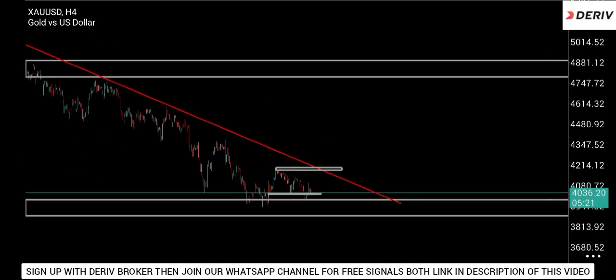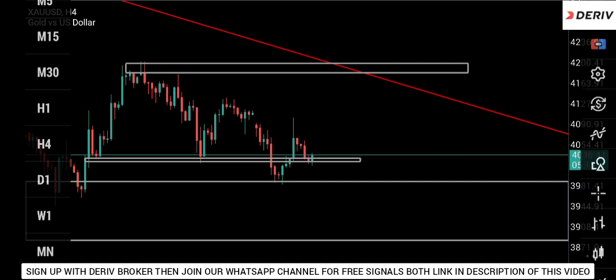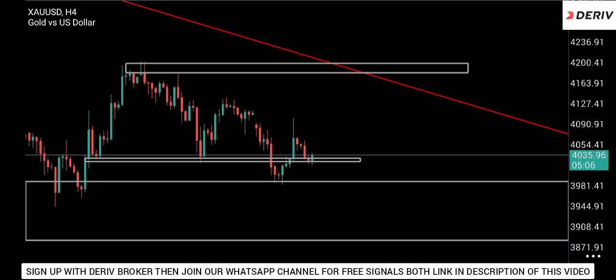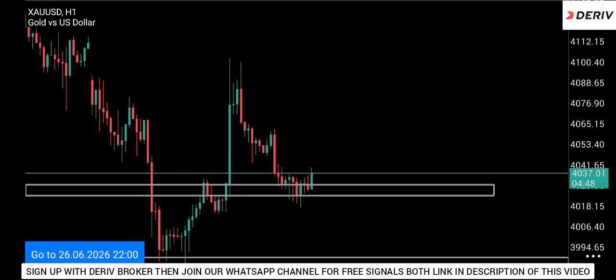There is no clear direction, honestly, unless you have a different strategy, you are a scalper or an intraday trader. That is a different story. But this analysis is based on a swing trade or a long-term setup. So let's go to the 1 hour and see what the 1 hour is saying.